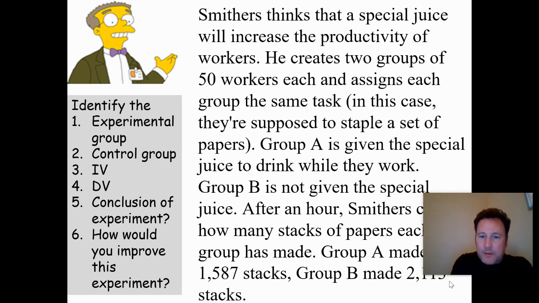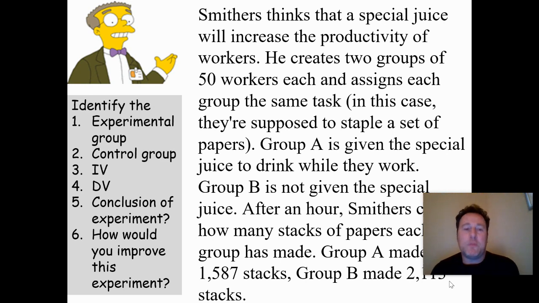After an hour, Smithers counts how many stacks of papers each group has made. Group A made 1,587 stacks. Group B made a lot more, over 2,000 stacks. Okay, so let's take this information and do something with it. Hit pause, because you need to think about this.